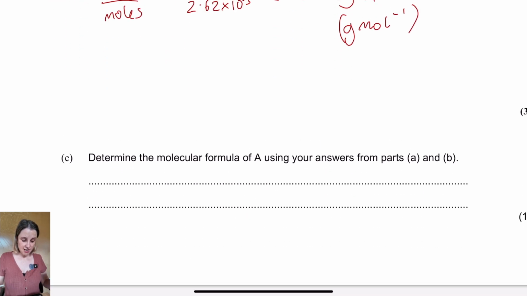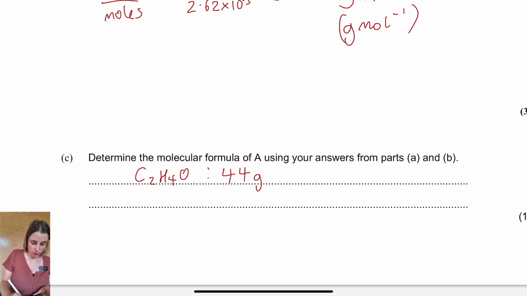The last question here is saying determine the molecular formula of A using your answers from part A and B. So the first thing that you need to do is to calculate the relative molecular mass of the empirical formula. So the empirical formula is C2H4O. If we work out the relative molecular mass of that, it comes out as 44 grams per mole, just by doing the 12 times 2 plus 1 times 4 plus 16, roughly 44 grams per mole.